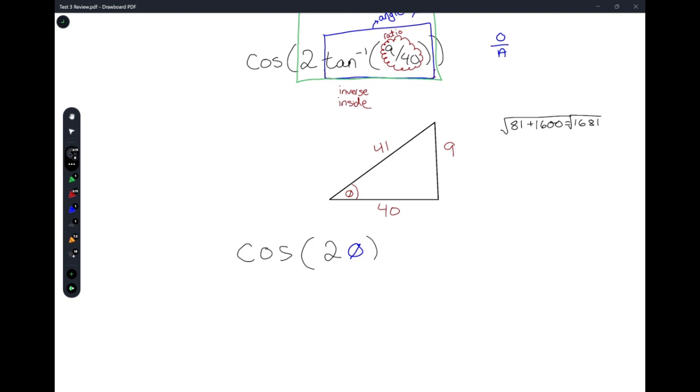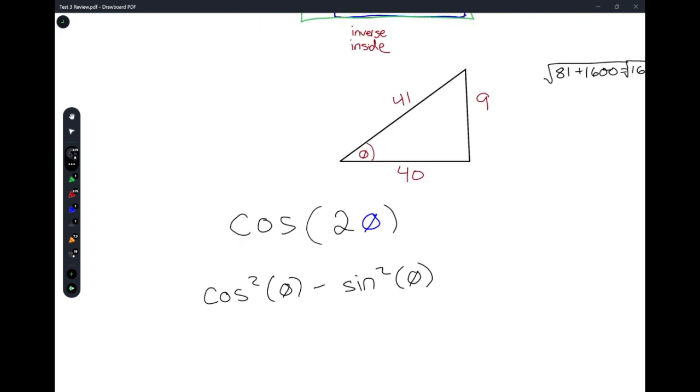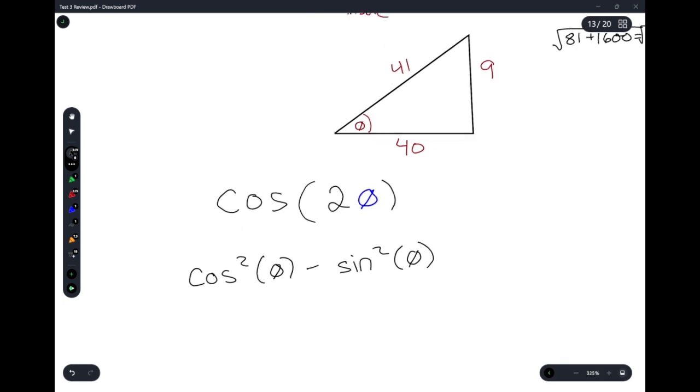It's not the same as sine. It's a different formula. There's many of them, right? There's 3 of them. Cosine squared theta minus sine squared theta. Then there's a 1 minus. Write that down. Put that on the flashcard.